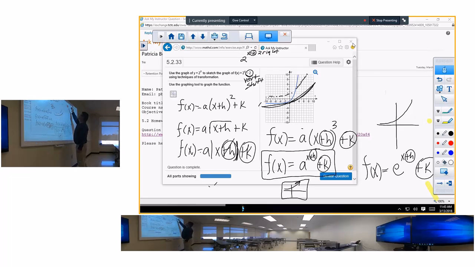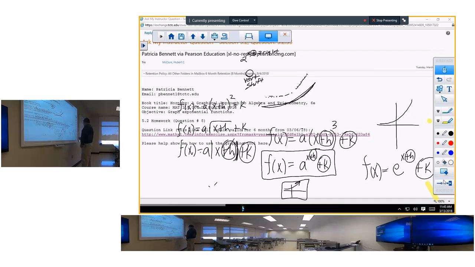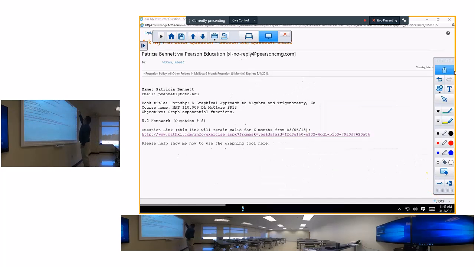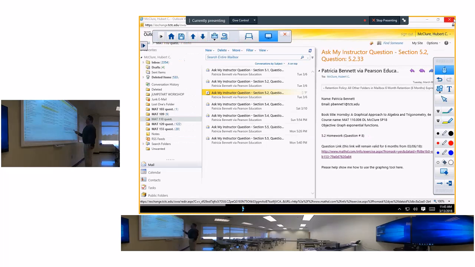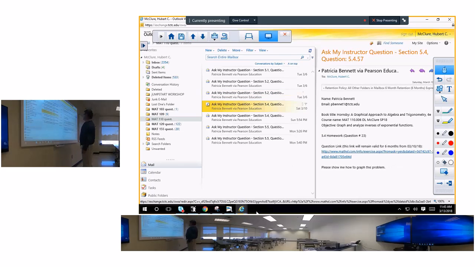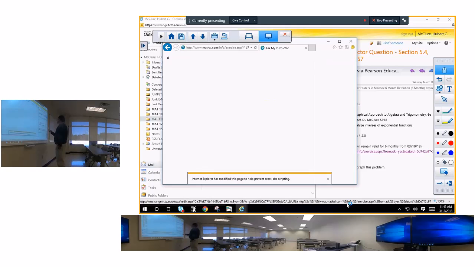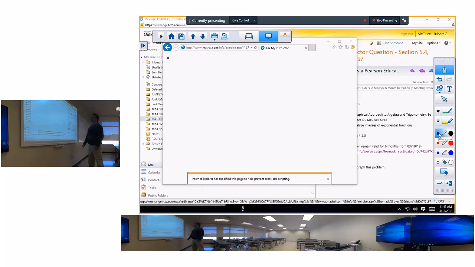Next question. I think we're going to move into another section now. Get out of this one. 5.4. I think this is logs. Maybe.